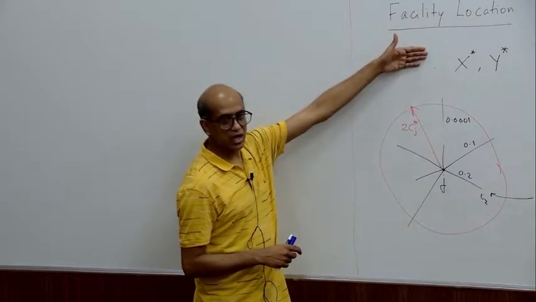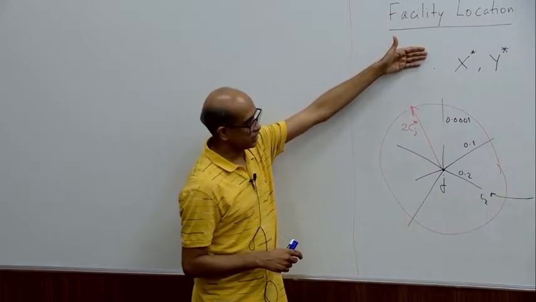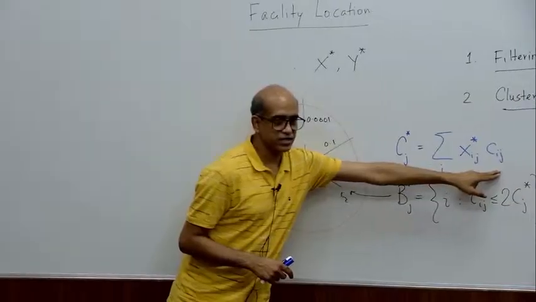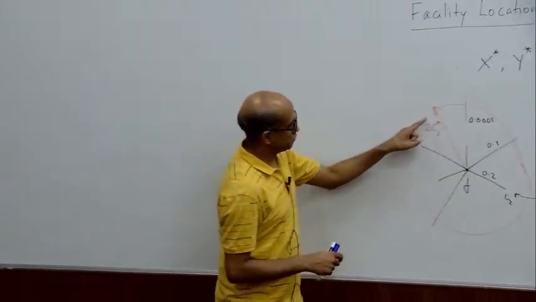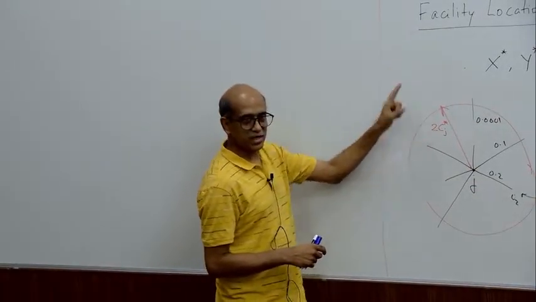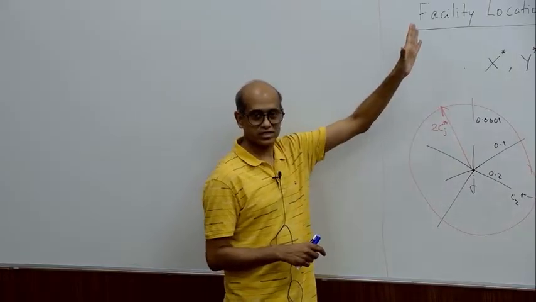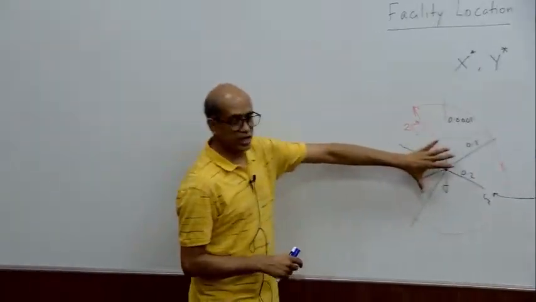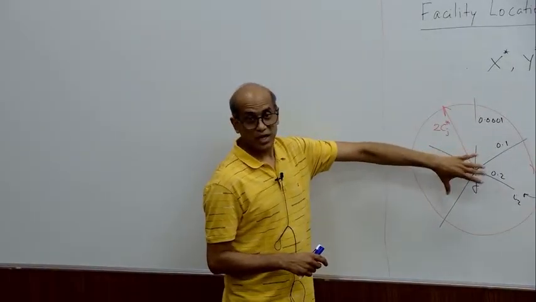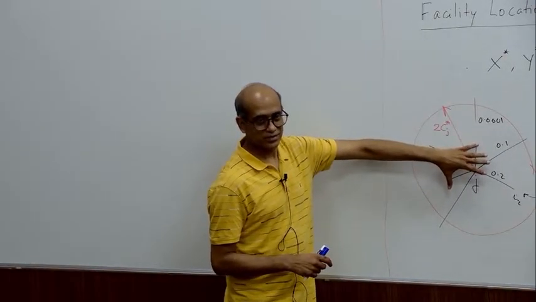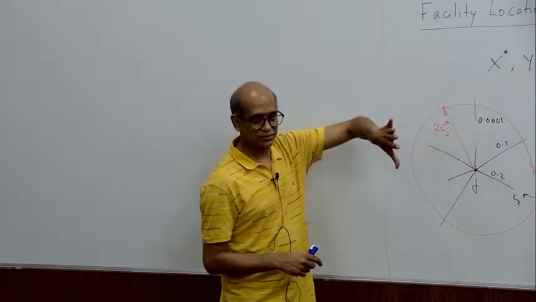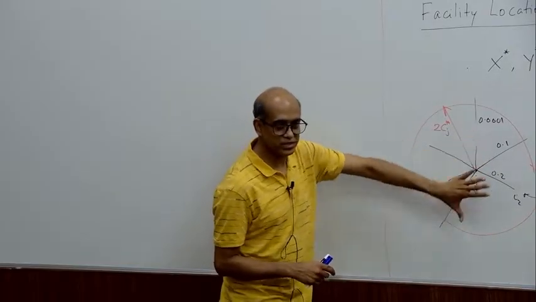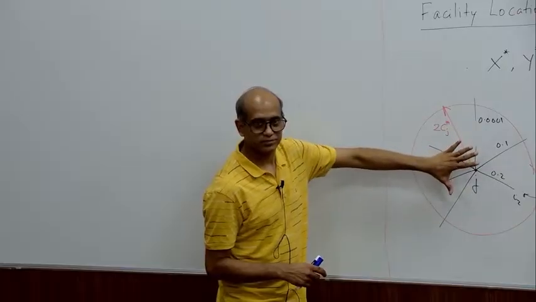Because if it were half outside, then the sum of xij cij would be at least 2 cj star times half, which will be more than cj star. That cannot happen because that's the definition of cj star. So more than half of j is going inside, but I want 1 of j to go inside. So if I double it, then I am sure that at least 1 of j goes inside. That's why I need to double.